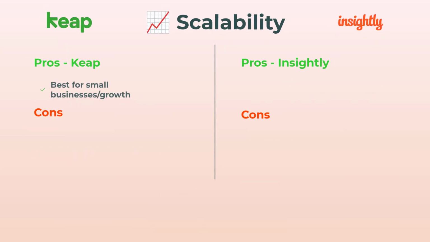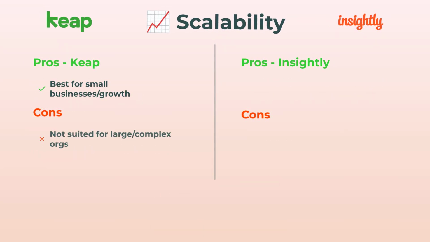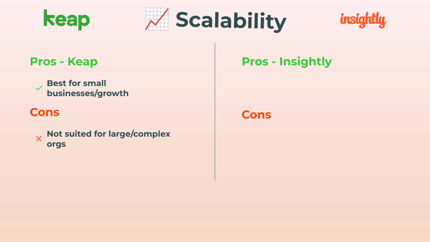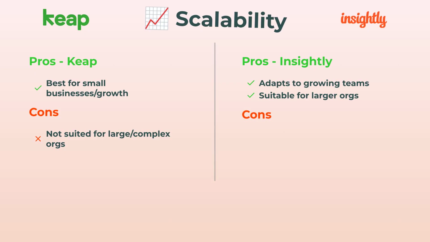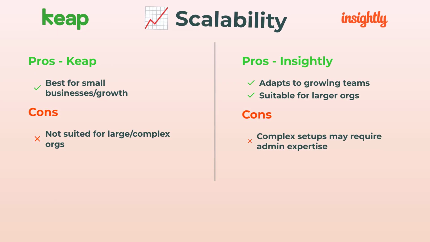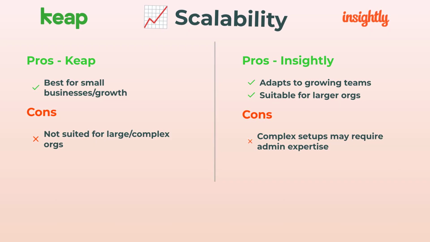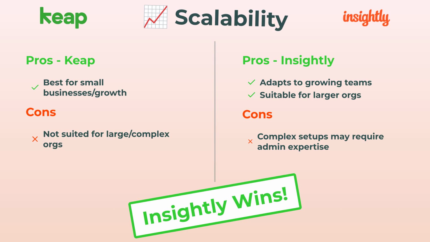And last but not least, scalability. Keap is kind of the champ for small to medium teams, and that's great if you expect gradual growth. Not the best fit if you're looking for something for your multi-branch empire just yet. Insightly, though, totally different story. It grows right along with you. Adding new users, bumping up permissions, scaling, just feels smoother here. Granted, complex setups might need an admin nerd, but for most teams, Insightly wins on scalability.